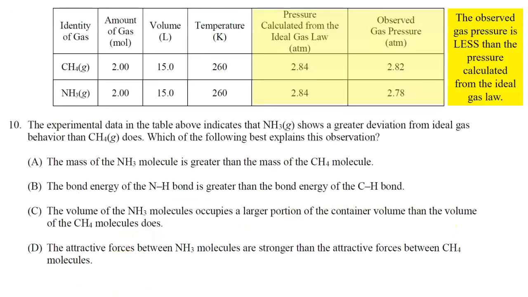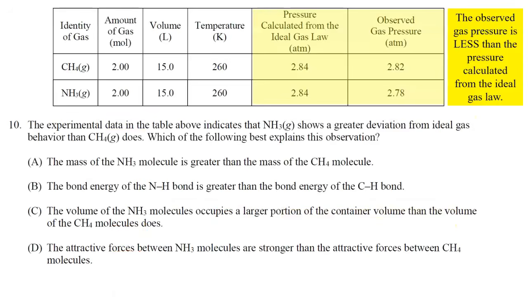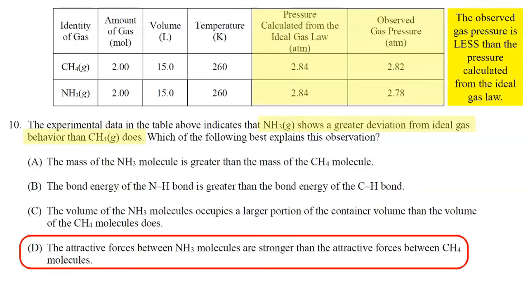Now let's go back and take a look at question 10. Each of these gases shows a slight decrease in the observed pressure compared to the ideal gas pressure. But we have to focus on, why does NH3 show a greater deviation from ideal gas behavior than CH4? Well, if it's about the attractive forces between the gas particles, then that's the explanation that I'm looking for. And so the correct answer is choice D. The attractive forces between NH3 molecules are stronger than the attractive forces between CH4 molecules.